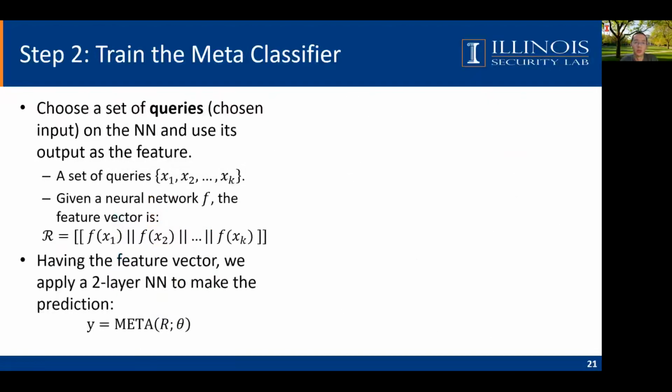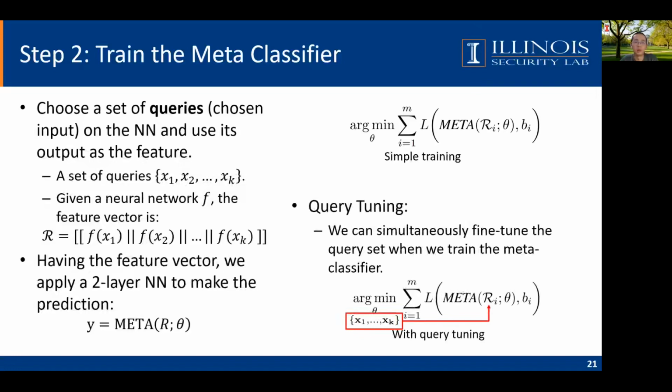So now, the key problem is, how do we choose this query set? A simple way is to randomly choose them. Then we can optimize a loss function with respect to the model parameter. However, we find a better approach and we call it query tuning. We find that we can optimize the goal with respect to both the parameters and the query set.